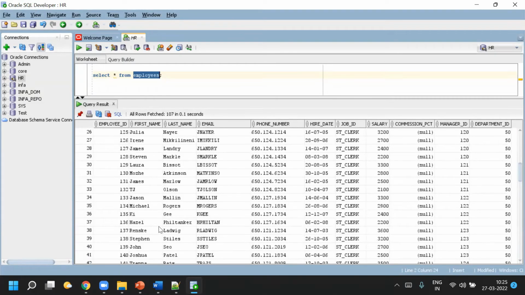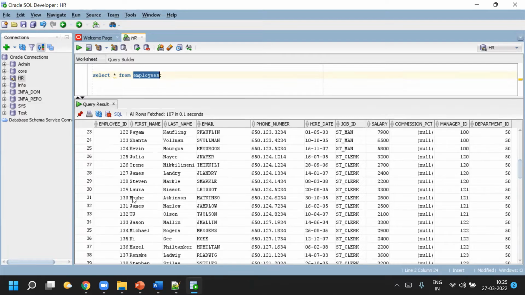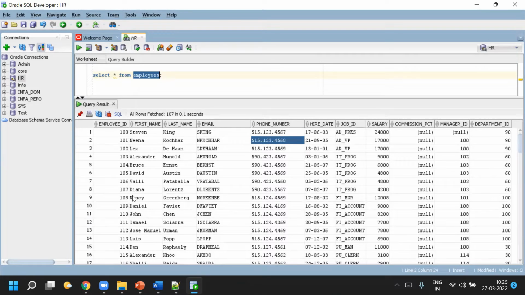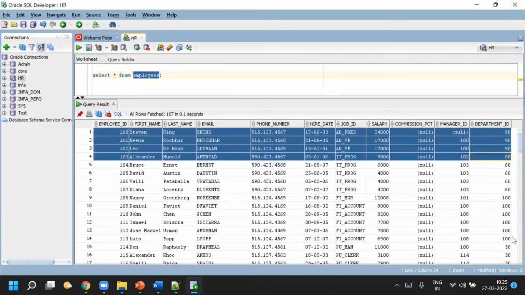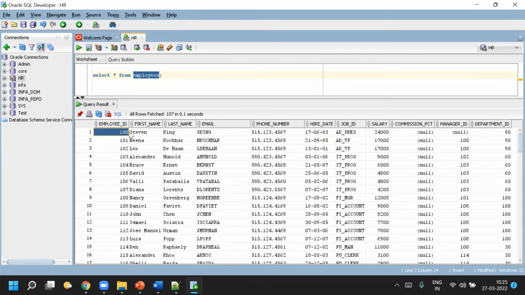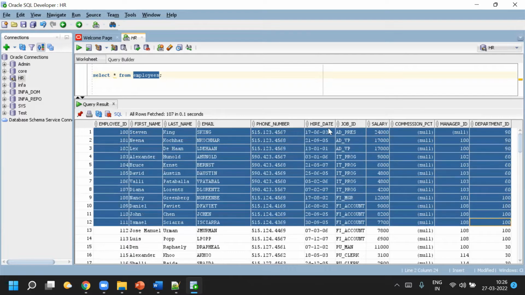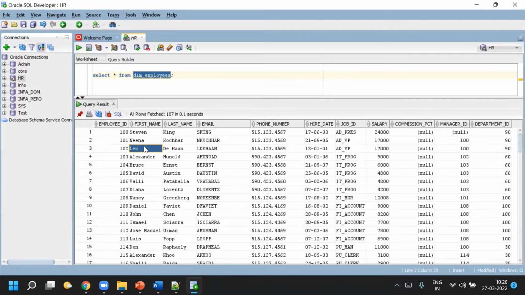Consider one example of a company. One company has 107 records, 107 employees in that company, and they want to store all employees' details. So what they will do, they will just draft it like this. If we say dim underscore employee, this is what a dimension table is. So all details will be stored in a dimension table.